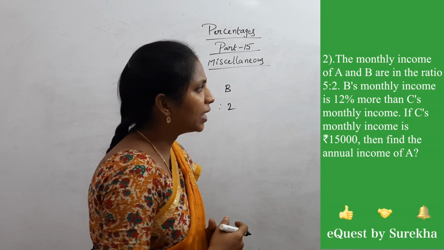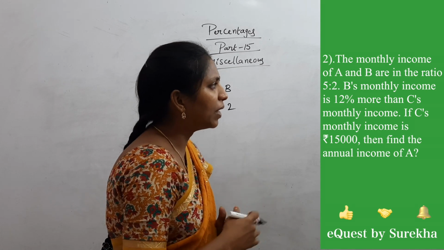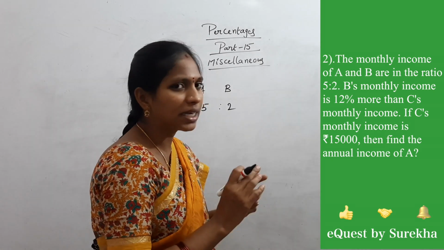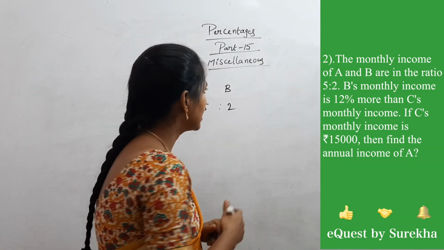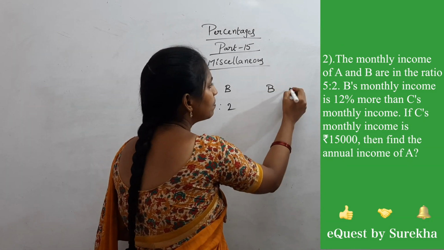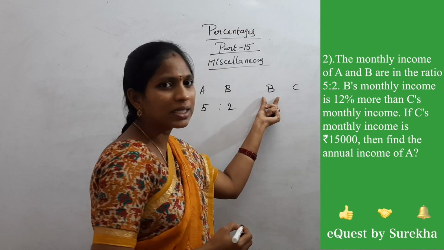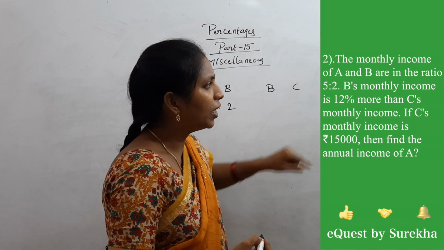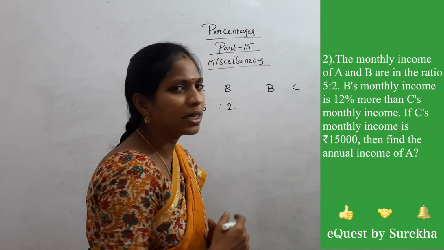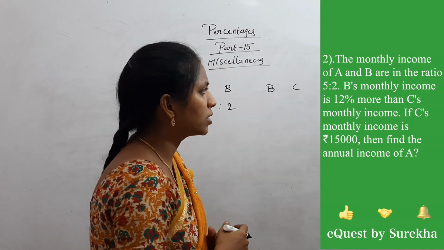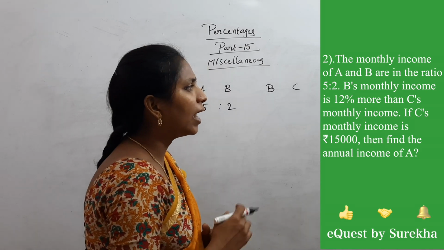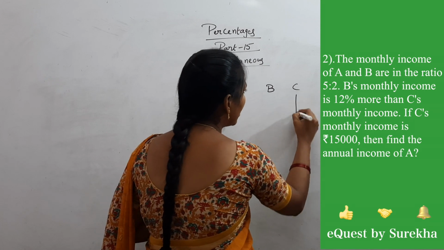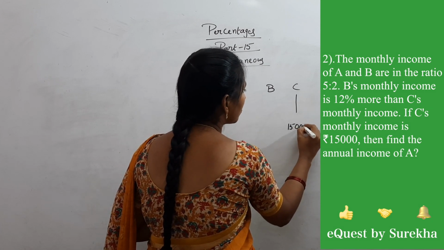Next point is, B's monthly income is 12% more than C's monthly income. There is a relation between B and C. Next point is, if C's monthly income is 15,000 rupees, then find the annual income of A. What is C's monthly income? 15,000 rupees.